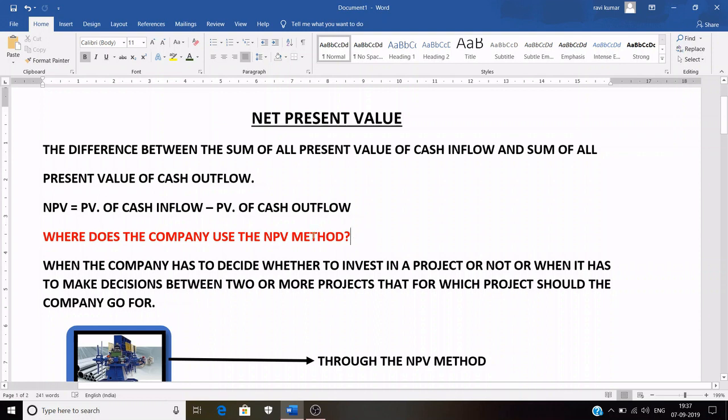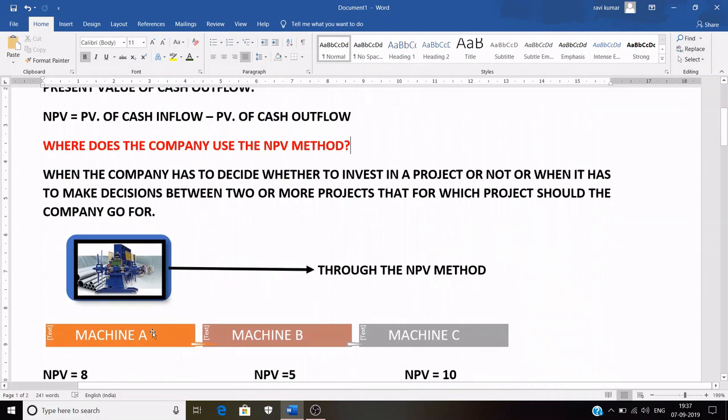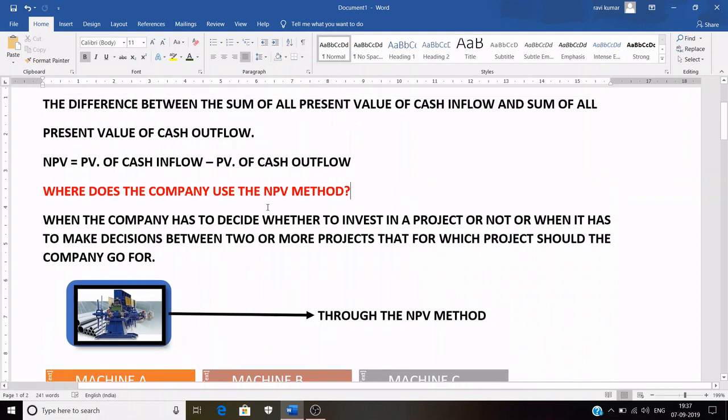Now we'll move to where the company uses the NPV method in real life. As the finance manager of your company, if you have to decide whether to buy a machine or not, or you have to decide between two or three machines which machine you should buy, then you will use the NPV method. The company uses the NPV method when it has to decide whether to buy a machine or not, or whether to invest in a project or not.